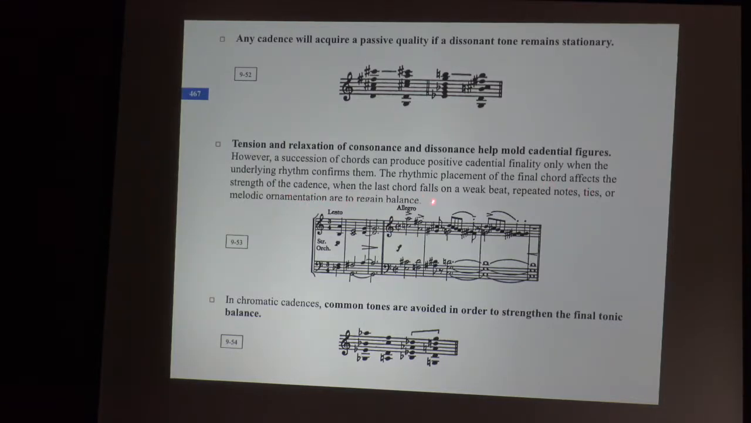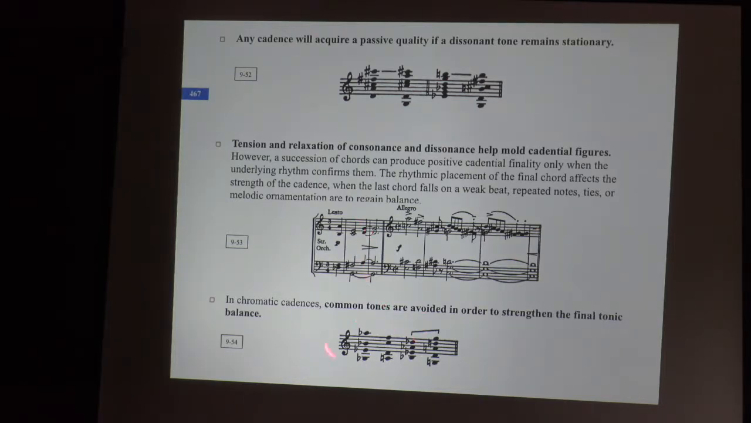When the last chord falls on a weak beat, repeated notes, ties, or melodic ornamentation help to regain the balance of it. So, no matter what the chords are, if the rhythm establishes it, then you're going to feel like it ends. Here, the last note falls on a weak beat, right? But we're holding over like this, so we would be able to feel the ending even if it's on a weak beat on this example as well.